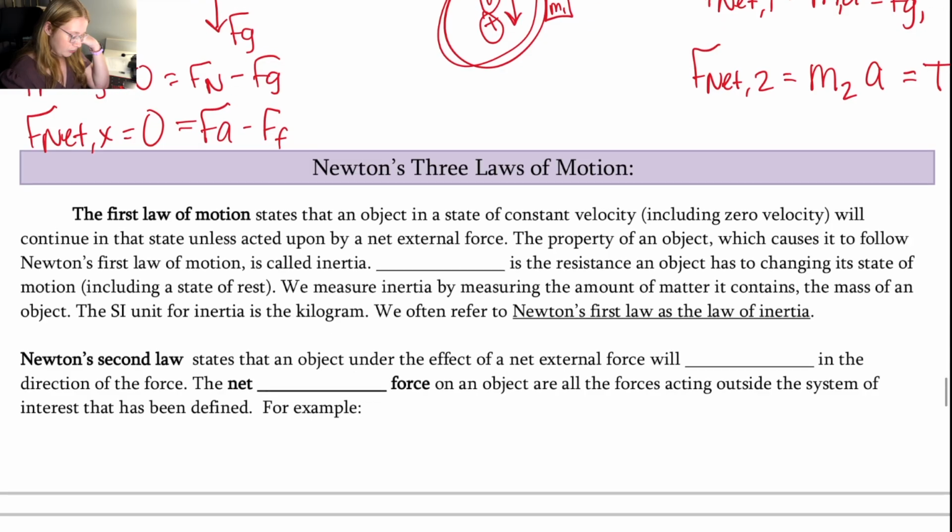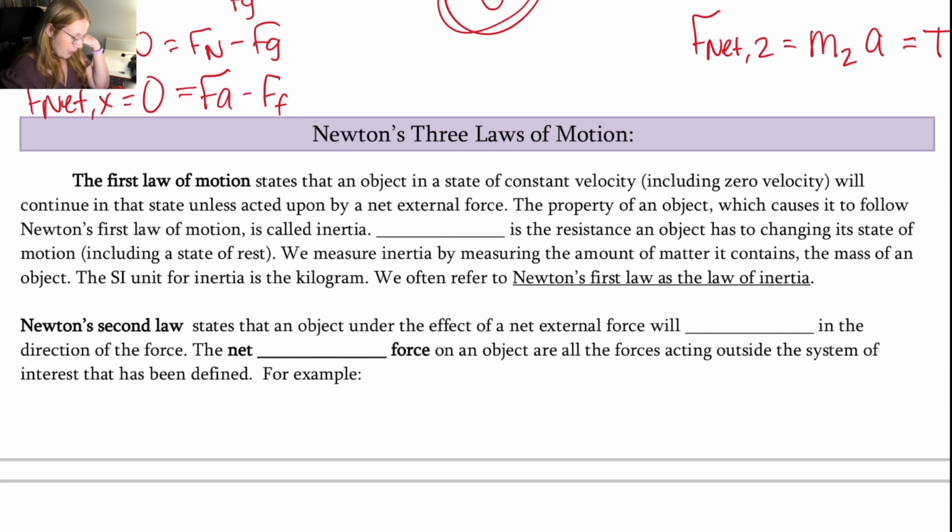Now let's talk about Newton's 3 laws of motion. The first law is that an object in motion will stay in motion and an object at rest will stay at rest. And this idea is called inertia. So another way of thinking of inertia is resistance to changing its state of motion.